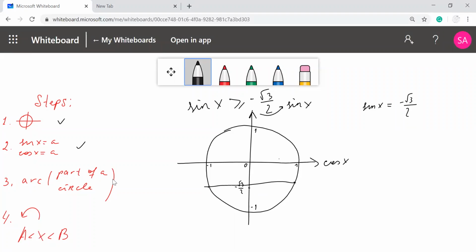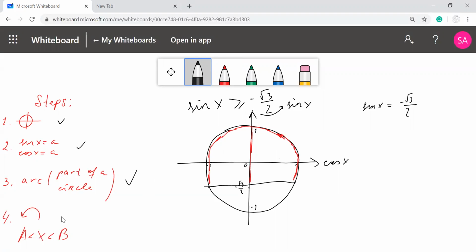Moving on to the third step, we see that we have to indicate the arc or part of a circle whose sines are greater or equal to negative root 3 over 2. As you can see, this is our negative root 3 over 2. All the sines that are greater are above. So we have to indicate the arc that is over this exact value, right? So we can say that our third step is also completed.